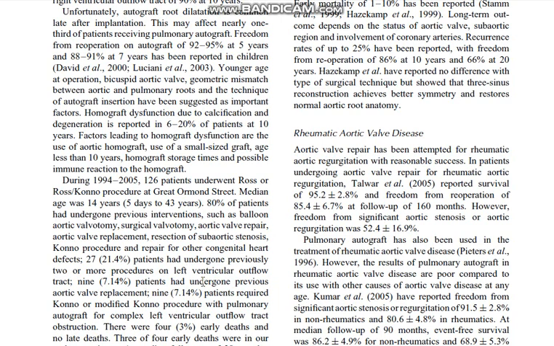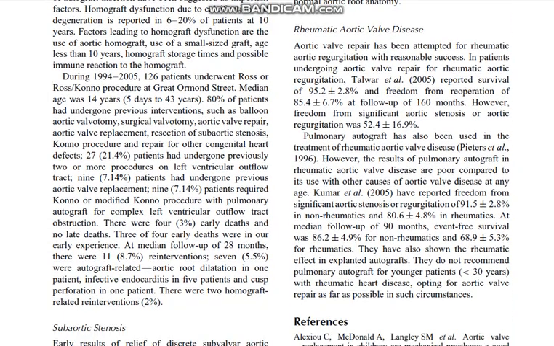9 patients had undergone previous aortic valve replacement. 9 patients required Konno or modified Konno procedure with pulmonary autograft for complex left ventricular outflow tract obstruction. There were 4 early deaths and no late deaths. 3 of 4 early deaths were in our early experience. At median follow-up of 28 months, there were 11 reinterventions, 7 were autograft related: aortic root dilatation in 1 patient, infective endocarditis in 5 patients, and cusp perforation in 1 patient. There were 2 homograft related interventions.